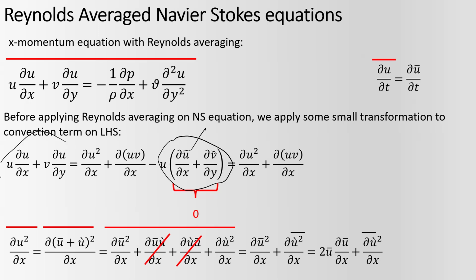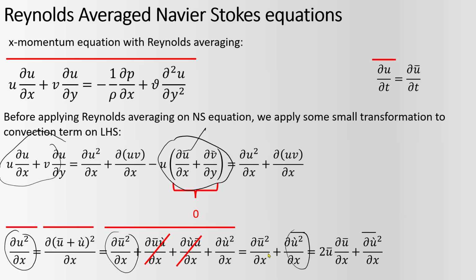So we can write this term as the partial derivative of u² with respect to x, and the partial derivative of uv with respect to x. Now I'm starting with the first term. I'm putting u as u bar plus u dash, and putting the bar there. After simplifying, we end up with this second derivative term.